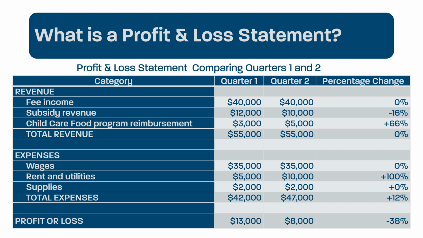Let's look at a more detailed example from Luz's childcare business. Here is her P&L for quarters 1 and 2. By comparing the two quarters, Luz can learn some interesting things about her business. Her revenue stayed the same from quarter 1 to 2. However, her expenses went up by 12%, resulting in a profit that was 38% lower. Looking at the expenses, Luz found that her rent and utilities doubled. She had no explanation as to why. Once she investigated, she found that a broken pipe was leaking and running up her water costs.